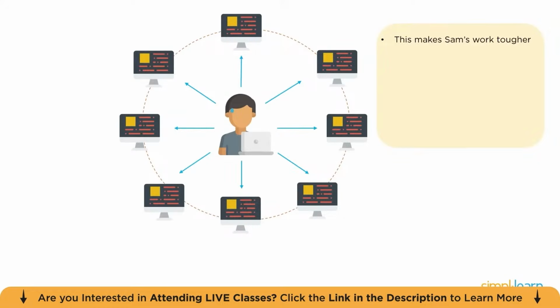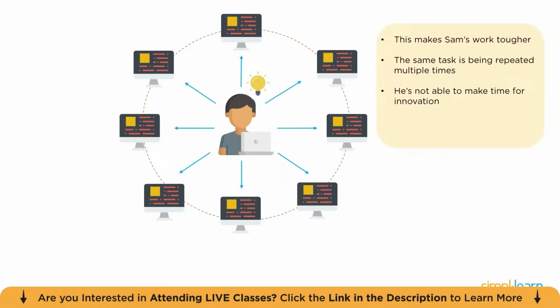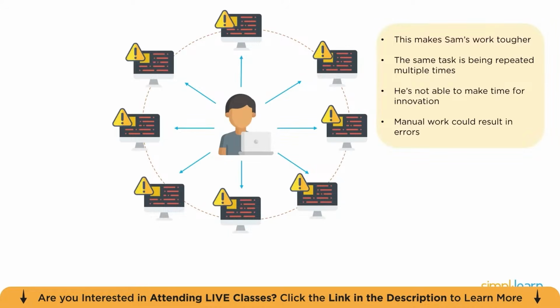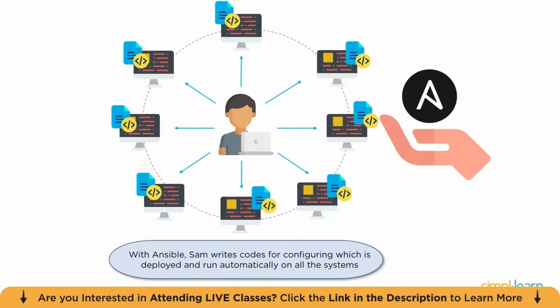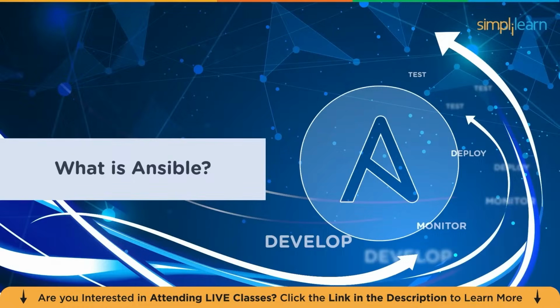Not only does it get tougher, Sam has to move from system to system, performing the same task over and over again. This makes Sam bored. Not just that, repeating the same task leaves no space for innovation. And without any ideas or innovation, how does the system grow? And the worst of it all is manual labor is prone to errors. So what does Sam do? Well, here is where Ansible comes in use. With Ansible, Sam can write simple code that is deployed onto all the systems and configures them to the correct states. So now that we know why we should use Ansible, let's look at what exactly Ansible is.